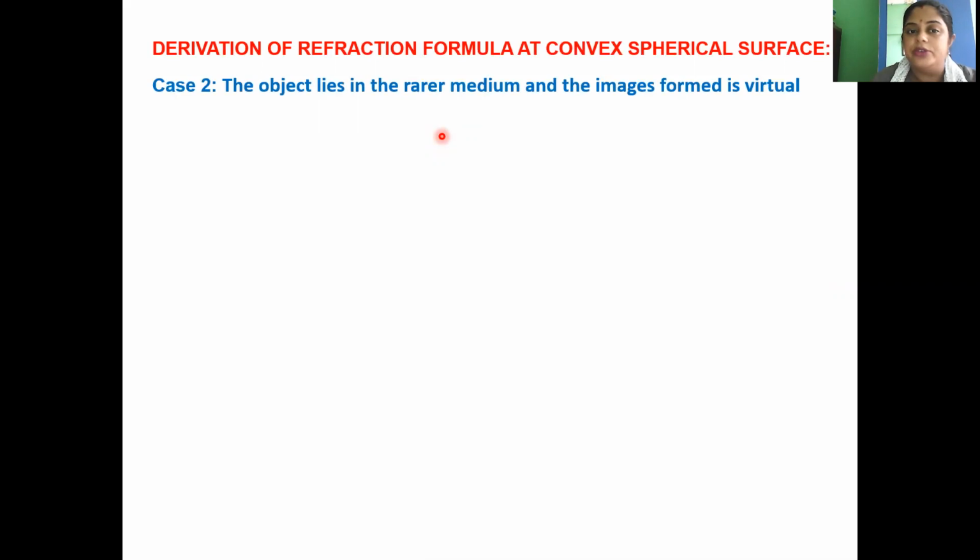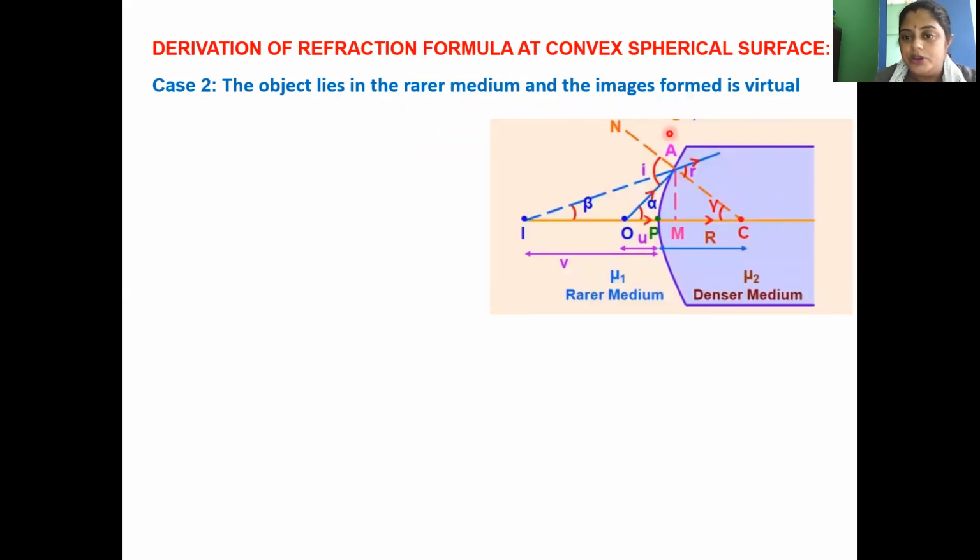So today I am going to discuss another case where the object lies in the rarer medium, but the image formed is virtual. So students, you can see the ray diagram here. From this ray diagram, AP is the convex refracting surface. And this convex refracting surface separates the denser medium of refractive index mu2 and rarer medium of refractive index mu1. This refracting surface separates these two media.